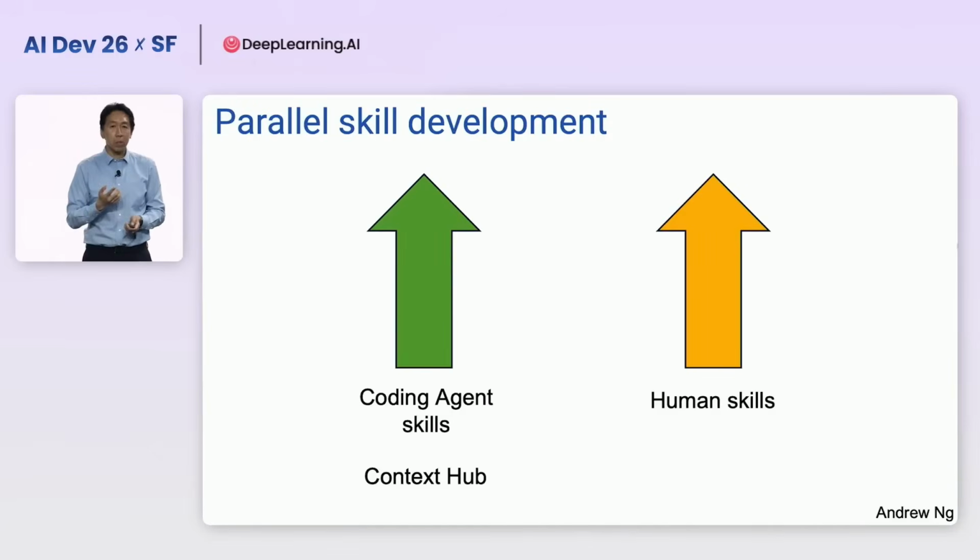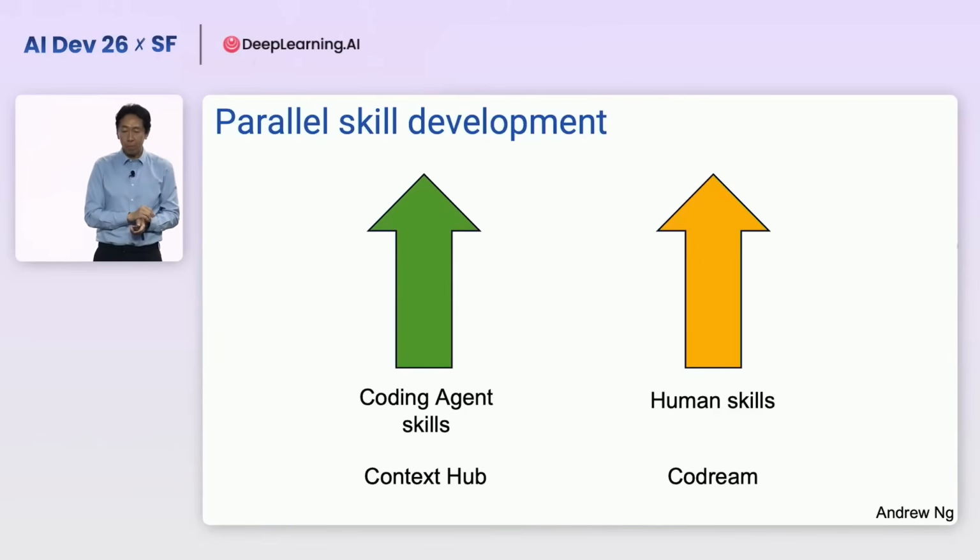So I want to briefly touch on two things in the rest of this presentation. One is Context Hub, which I talked about before, but I'm going to spend a couple minutes on. And the second, which is the announcement I made toward the end, is CodeDream.